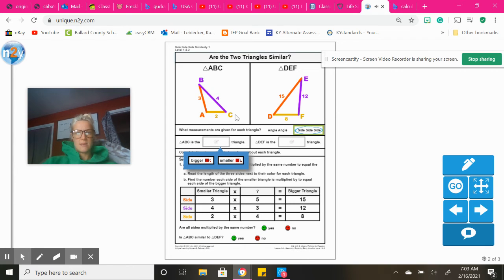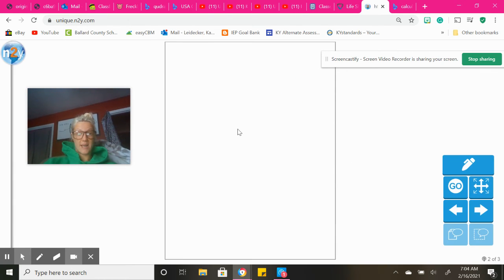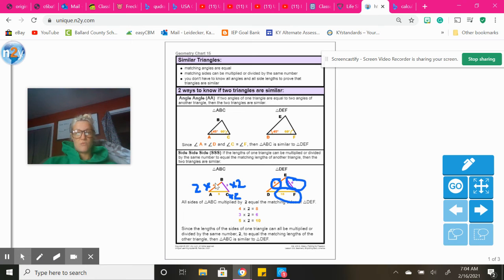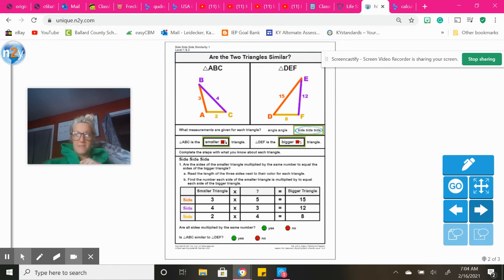ABC looks small. This one looks a little smaller than DEF, so I'm going to put smaller. So DEF is bigger. So now, remember how I multiplied all the sides by 2? So 4 times 2 is 8, 3 times 2 is 6, 5 times 2 is 10. And I multiplied them all by 2, and it equaled the other triangle.